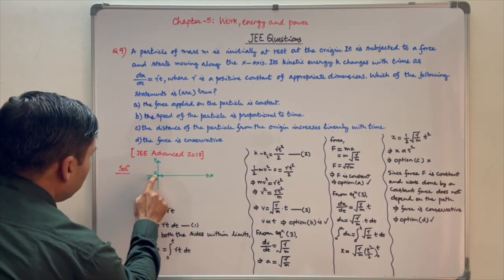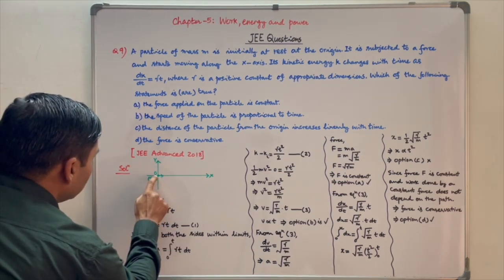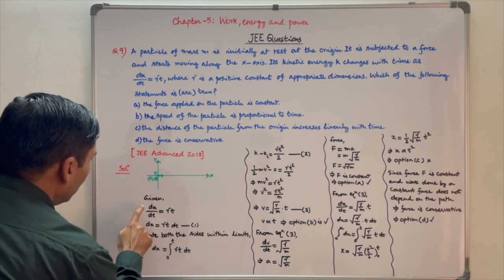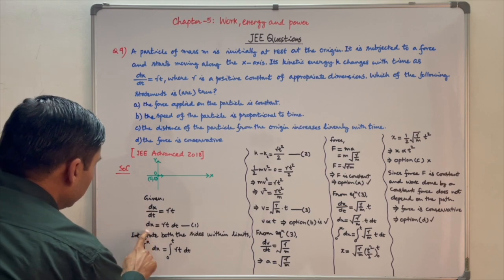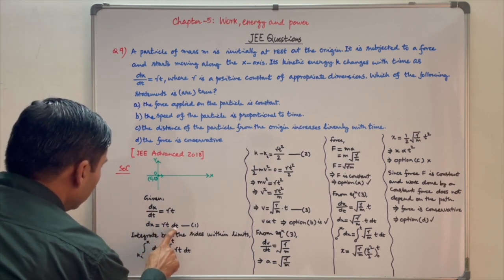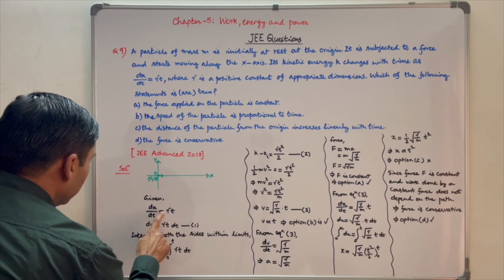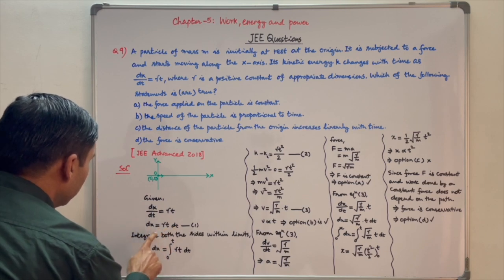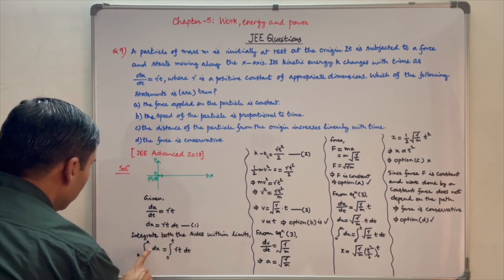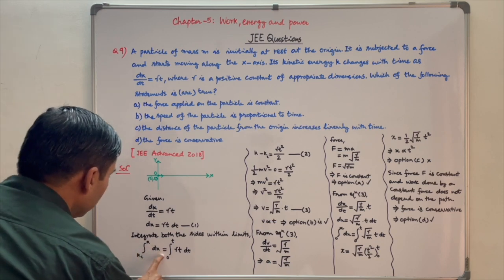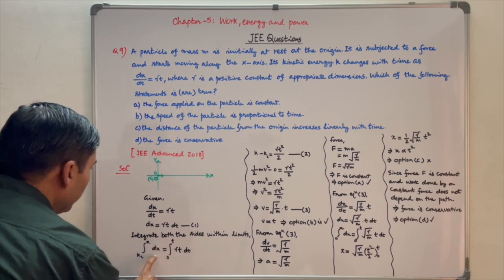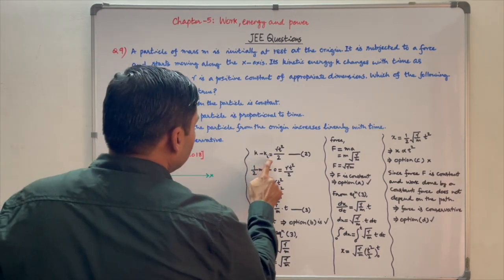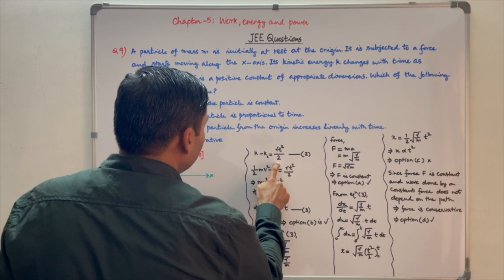It is given that the particle is at origin at t equal to 0. Also, dK by dt is equal to gamma t. This means dK is equal to gamma t dt. We can integrate both sides of this equation within limits. This gives integration of dK from K initial to K is equal to integration of gamma t dt from 0 to t. This means K minus Ki is equal to gamma t squared upon 2.